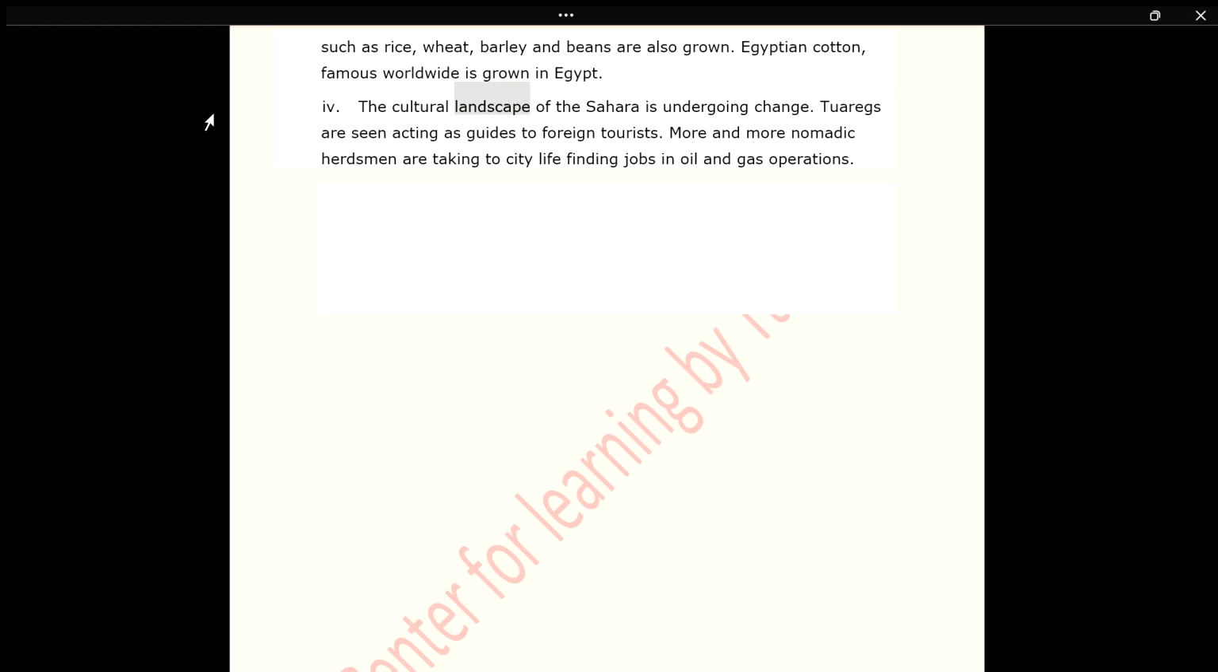4. The cultural landscape of the Sahara is undergoing change. Tuaregs are seen acting as guides to foreign tourists. More and more nomadic herdsmen are taking to city life, finding jobs in oil and gas operations.